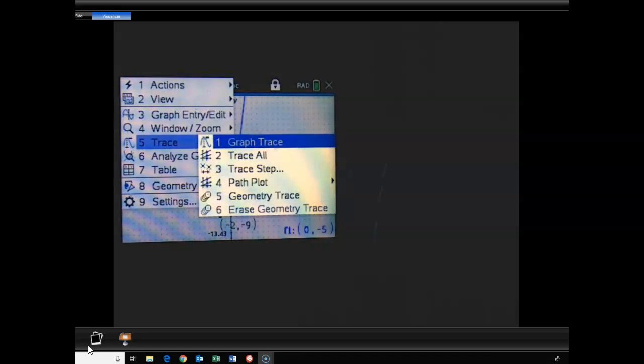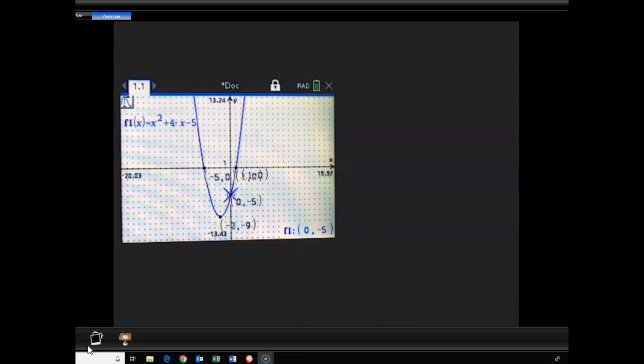All right, so I did figure out, while I was on the phone, how to do the y-intercept. There was one way I knew for sure, but I wanted to see if we could trace it, and we're going to see if it works every time. So we're going to go to menu, and then down to trace, and when I do graph trace, it gives me my y-intercept, which is negative 5.